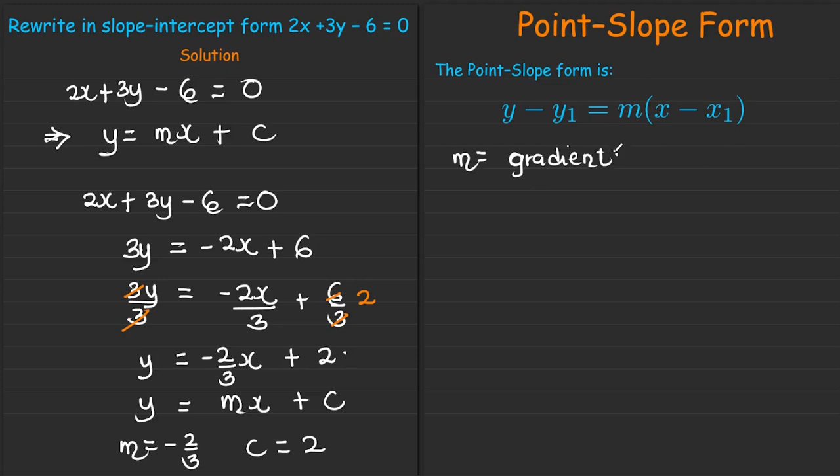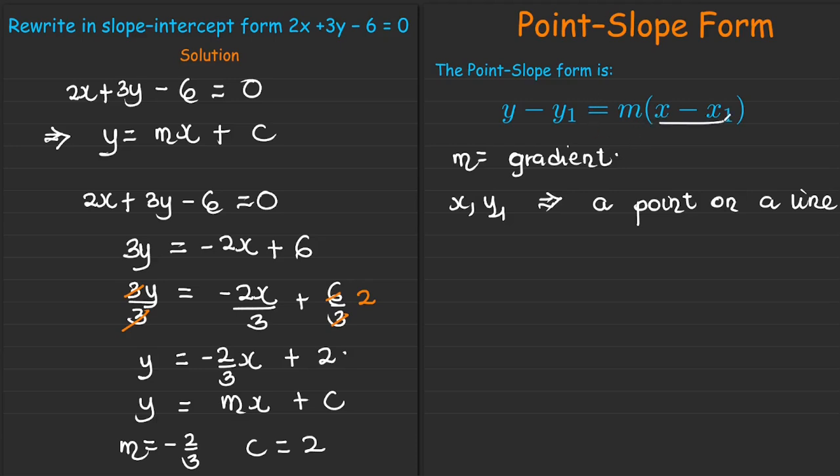So with m being our gradient, what then is our x1 and then y1? The x1 and y1 is simply a point on the line. Now, this is to tell you that if you know the gradient of a line and you have at least one point that the line passes through, you can write the equation of the line.